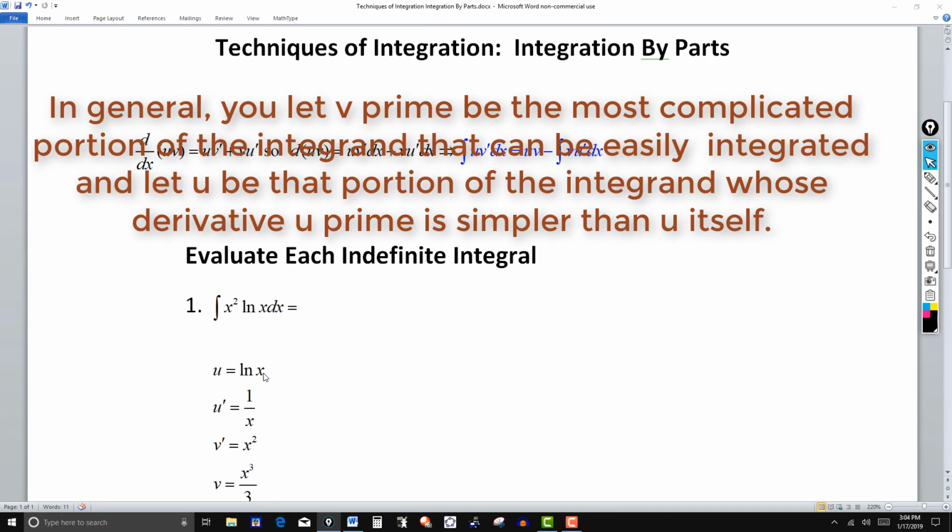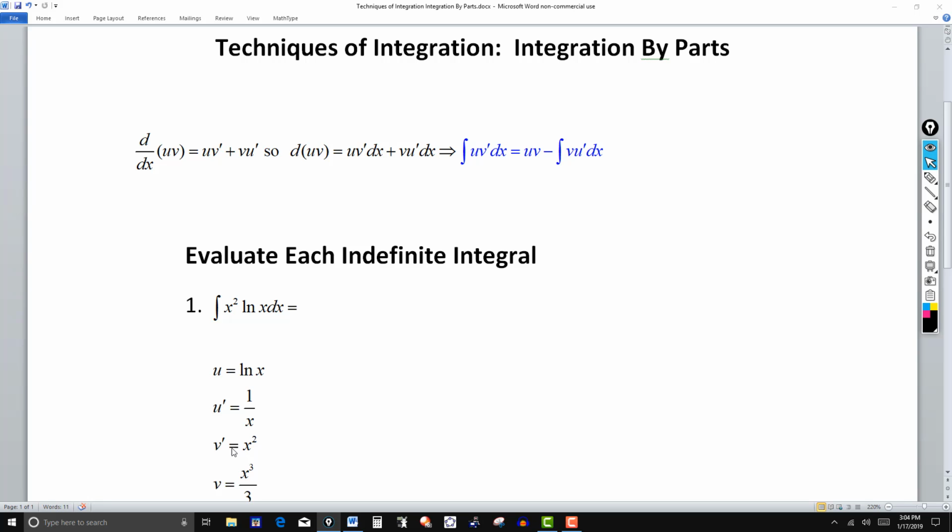So I take the derivative of that, and that's going to be 1 over x. v prime then would be x squared. And then I take the antiderivative of that, and I get x to the third over 3. We don't mess with the constants of integration here because we put that at the end of the problem once we have the final solution.